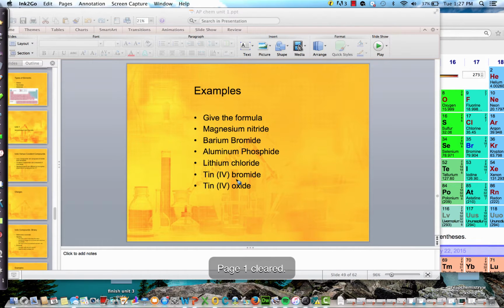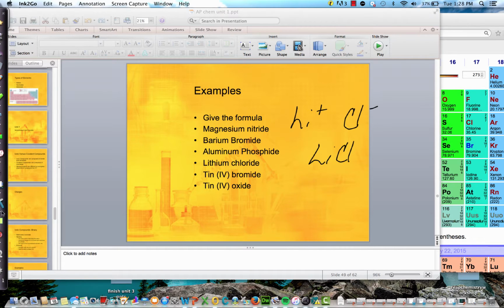Okay, so the next one, and I will say this, you should go ahead, pause it, and see if you can do the rest on your own. I'm going to go ahead and continue though. Okay, so lithium chloride. Lithium is in group 1, it's +1. Chloride is a -1. They cancel. It's just LiCl, and that's it.